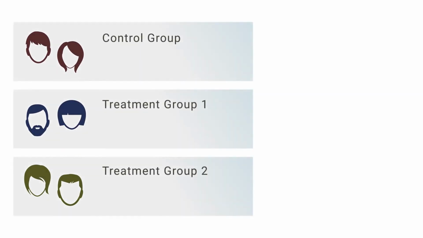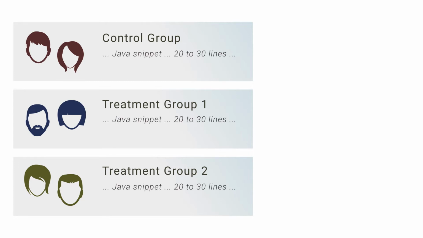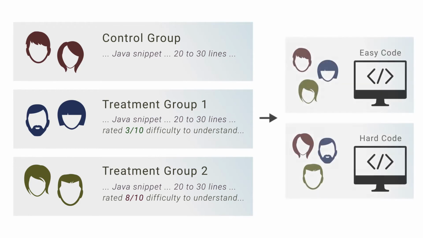Depending on the group, they saw a slightly different introduction text to the study. All 3 groups were told that they will see a Java code snippet, which is 20 to 30 lines long and deals with a string as input. That was all the information already for the control group. The first treatment group was given an additional hint in the text that the code snippet will be easy to understand. The second treatment group was instead given a hint that the code snippet will be hard to understand. Then each participant, independent of the group, had to rate the understandability of one of 2 code snippets.